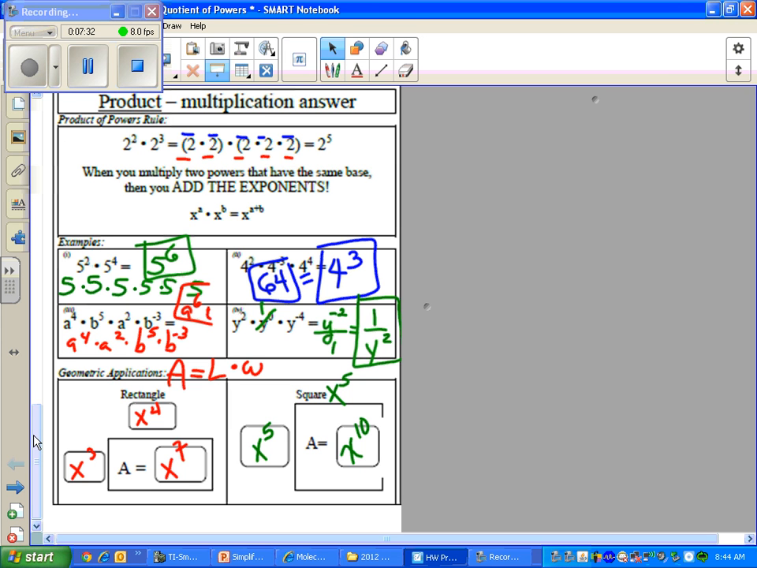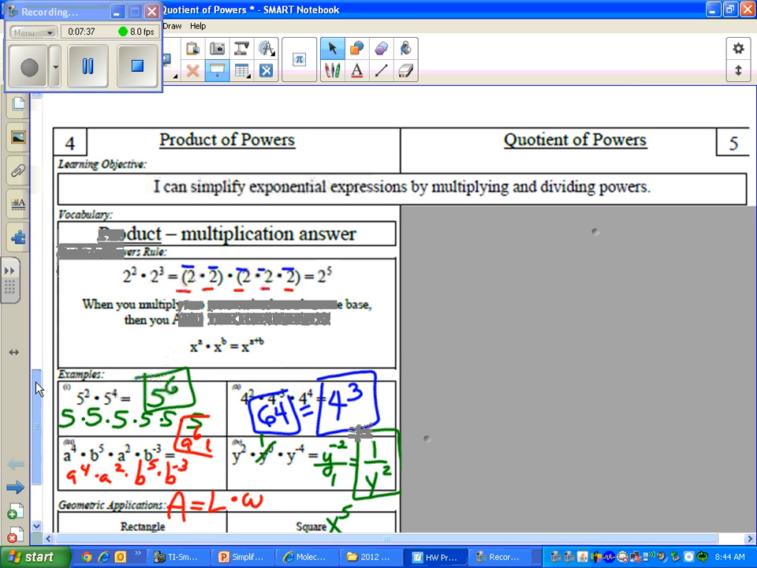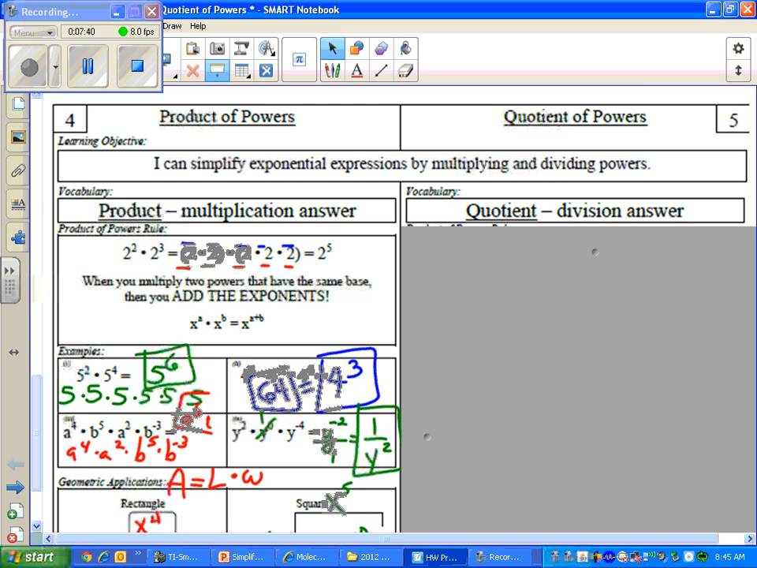Okay. Let's go over to the right side. Page number 5, quotient of powers. Let's copy down some quick vocab.